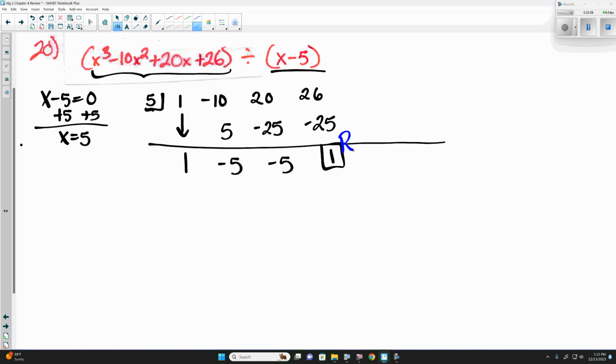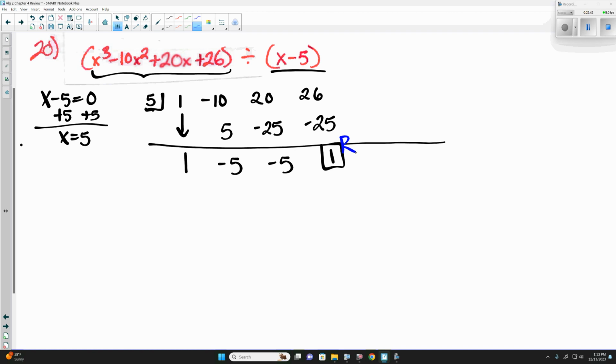Which part? I just need to memorize the going down. Because we start off, we multiply this by 5 and put it here. Then we add, multiply. 5 times negative 5, put it here. Add, multiply, add, and we're done because we don't have another number after it. Now we put a box around the last number because it is the remainder.